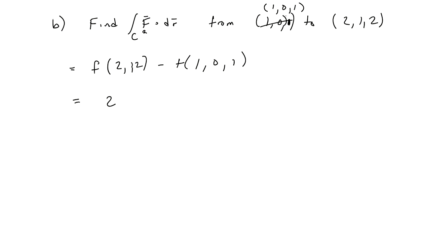This is where you're usually checking me. So put the 2, 1, 2 into the function we got in the last one, the 3x squared y plus xyz plus 3z squared. Hopefully 2, 1, 2. And then plug in the other endpoint and subtract.